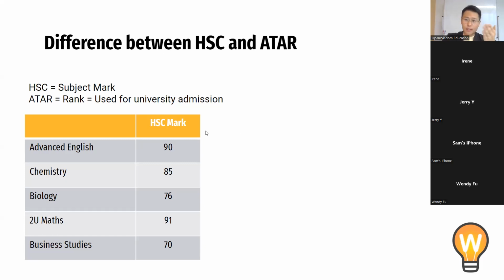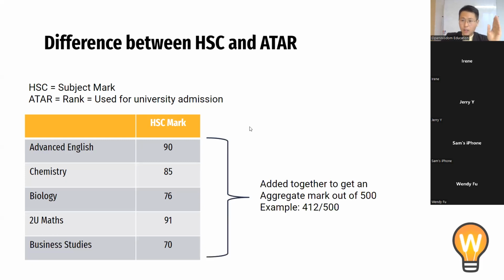So we take this student, for example, who has picked advanced English, chemistry, biology, 2-unit maths, and business studies. On the table, these marks are the respective HSC marks for the subjects. What's going to happen is that NESA will combine, or I would say add, all the HSC marks together to give you an aggregate mark out of 500. What an aggregate mark simply means is the sum of all your HSC marks. Now, this mark will be out of 500, and this student has achieved 412 out of 500.